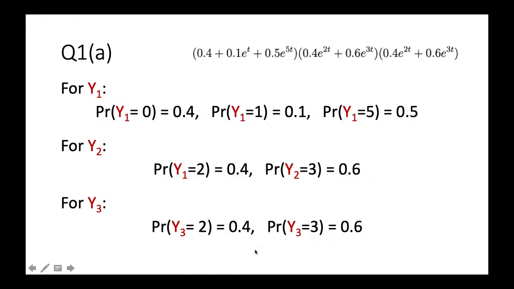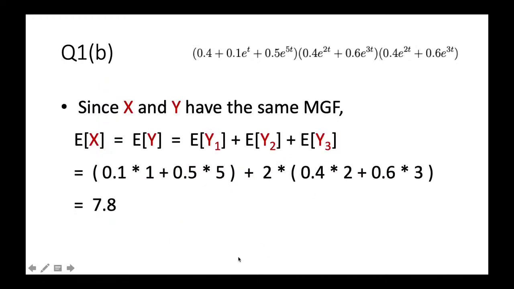By setting this up, since x and y have exactly the same moment generating function, their probability distributions are going to be the same. So the expected value of x is the expected value of y. By linearity of expectation, it is the expected value of y1 plus that of y2 plus that of y3. We can compute it, and if my calculation is correct, this is 2.6, this is also 2.6, and this is also 2.6. So we add them up and get 7.8.